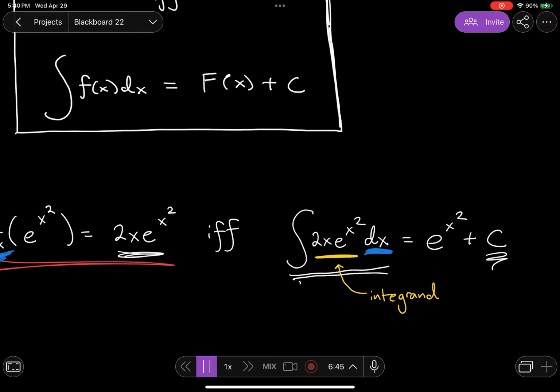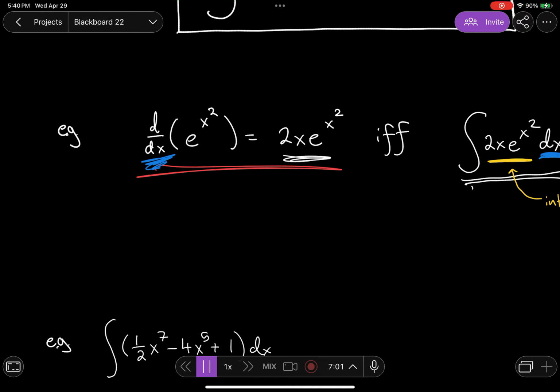Let's get a little bit more practice. But again, we want to see this as asking a question. What function has 2x e to the x squared as a derivative? And our answer is a whole class of functions. That's e to the x squared plus any constant of integration. All right, let's get some more practice.